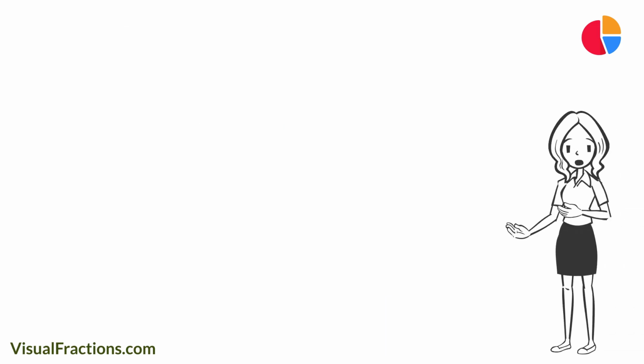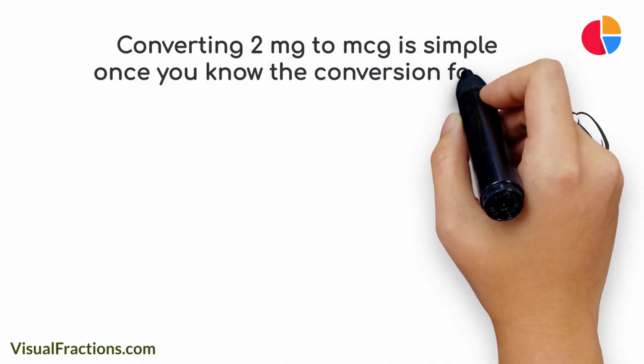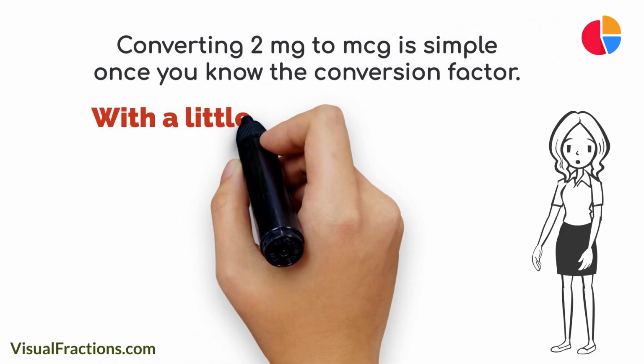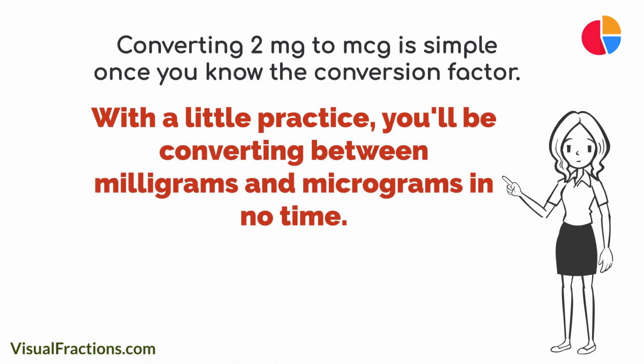And there you have it. Converting 2 milligrams to micrograms is simple once you know the conversion factor. With a little practice, you'll be converting between milligrams and micrograms in no time.